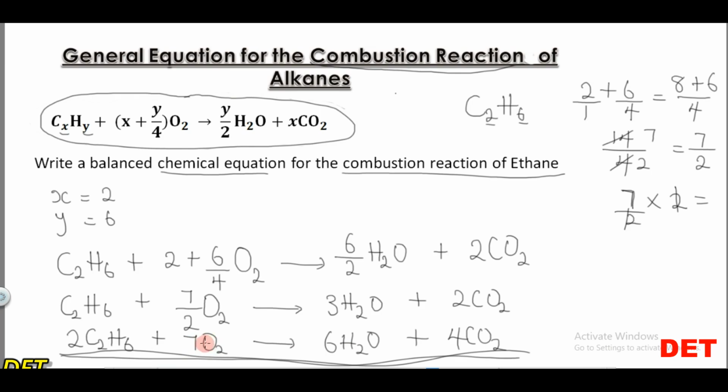Then you have 14 oxygen here, since 7 times 2 gives you 14. On the other side, you have 6 oxygen in the water, and 4 times 2 gives 8 oxygen in the carbon dioxide. So 6 plus 8 gives you 14 oxygen. 14, 14. So this is the balanced equation for the combustion reaction of ethane.